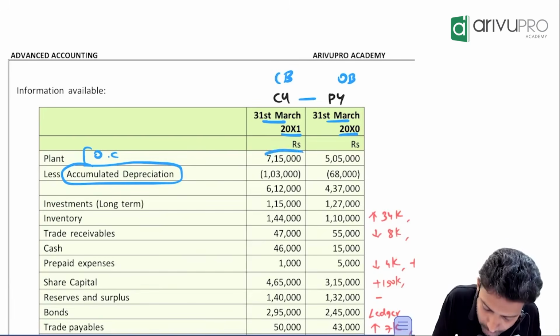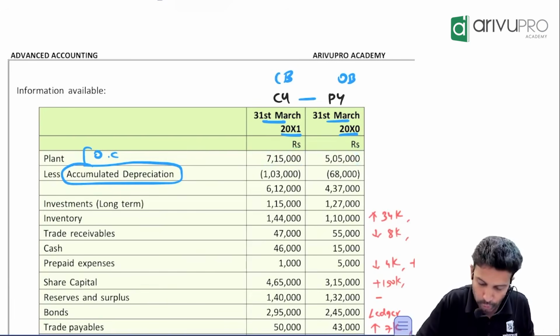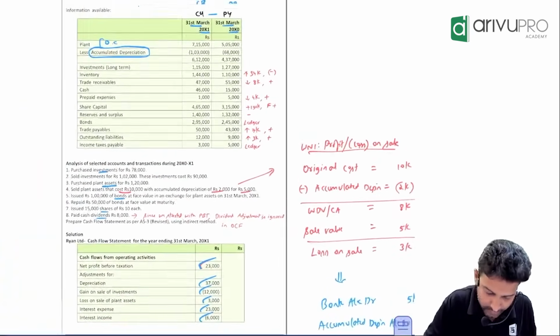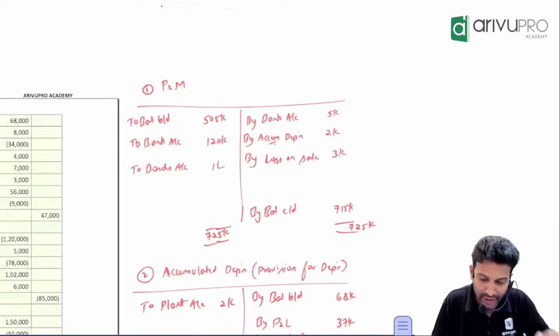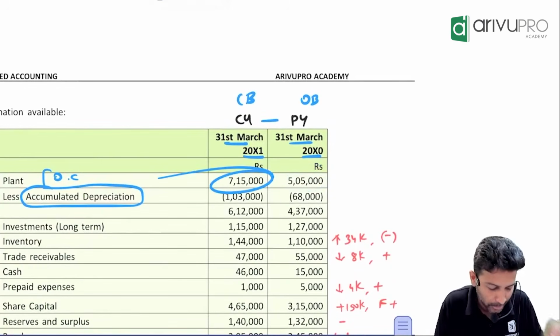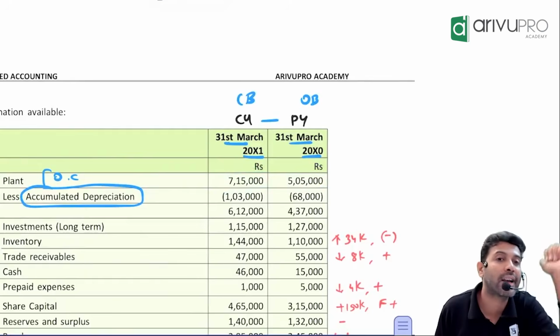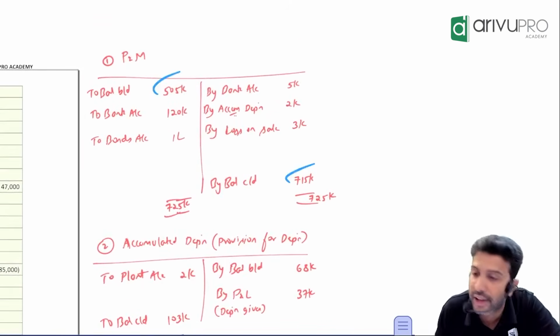Plant. What is this now? This is OB or CB? This is CB. This is what? OB. Let's capture that. Let's open the plant ledger. I think I have it here. I used my kidney, I wrote all this and came. Who will solve? Solving will take one hour. Opening balance, how much? 505. Closing 715. Opening balance, where will it come? To balance brought down 505. By balance carried down 715.